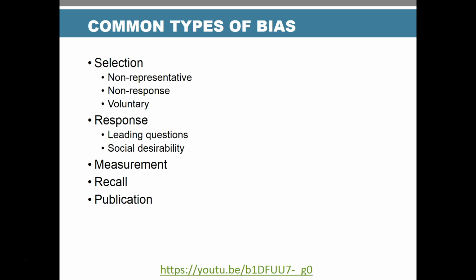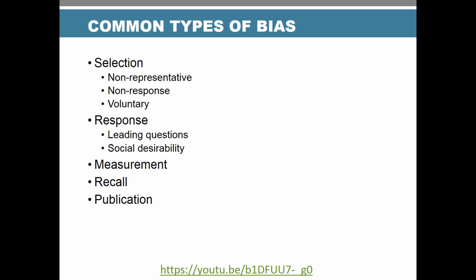Some common types of bias are selection bias, including non-representative. Non-representative selection bias would mean that our sample is not representative of our population. So maybe our population has an average age of 55, and our sample actually has an average age of 15. That's not going to be representative.